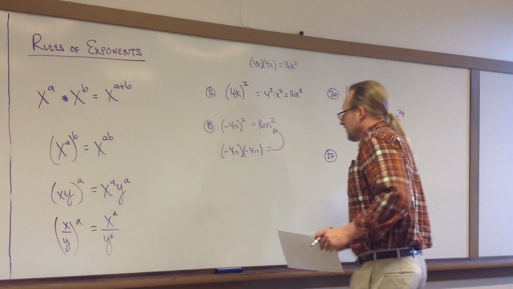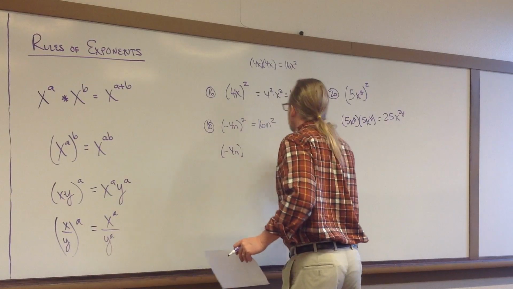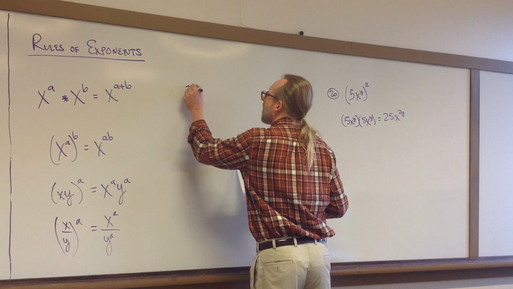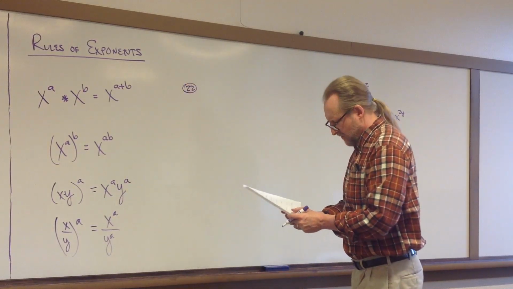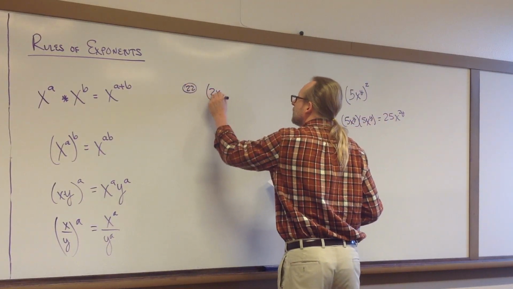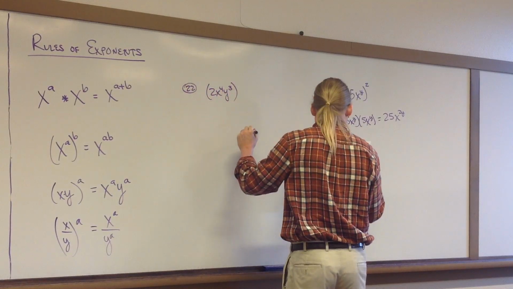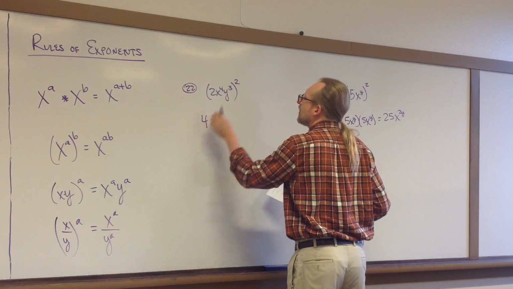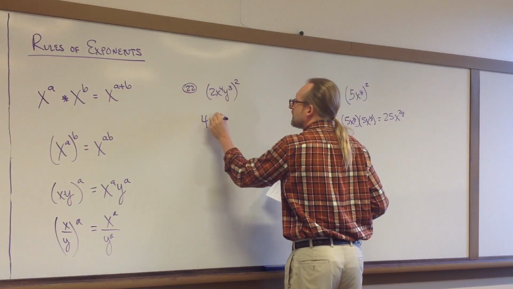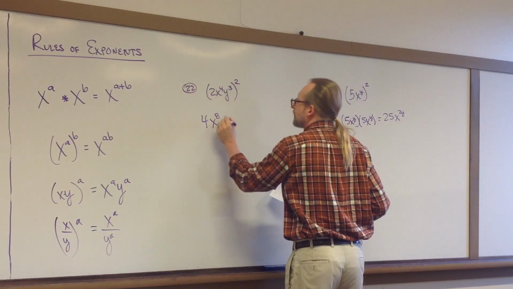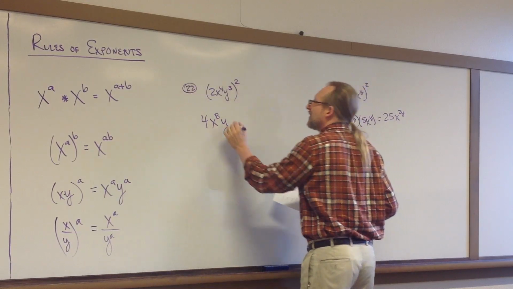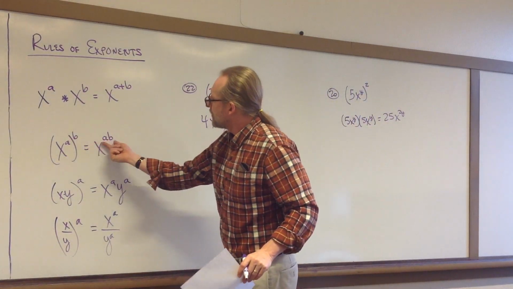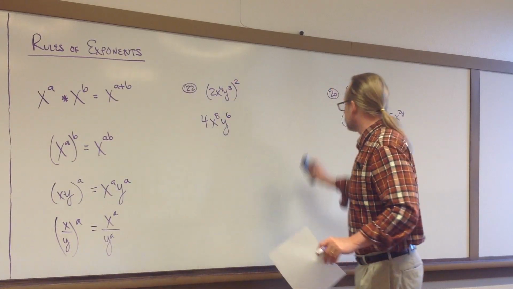Okay, problem 22. 2x to the 4th y cubed. And what are we going to do? We're going to square that. Okay, so 2 squared is 4. X to the 4th squared is x to the 8th. Y to the 3rd squared is y to the 6th. Remember, when you raise a power to a power, you have to multiply those powers together.